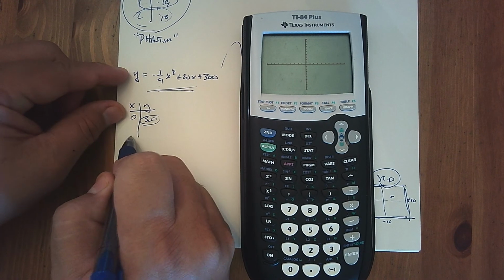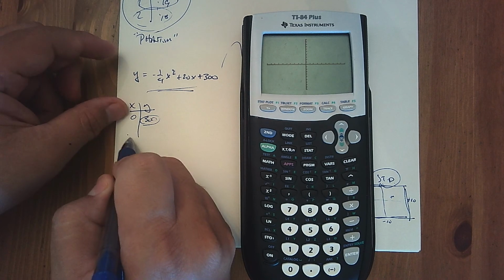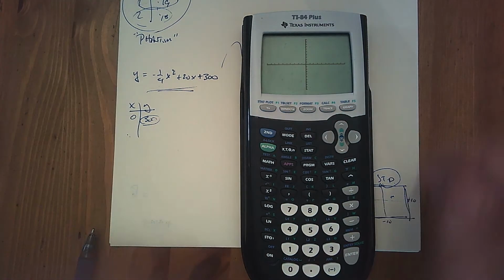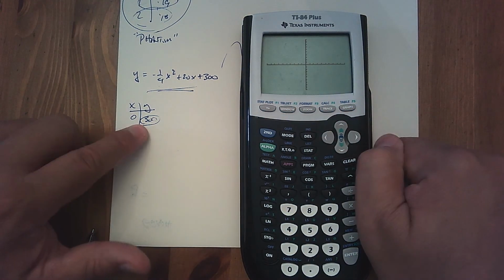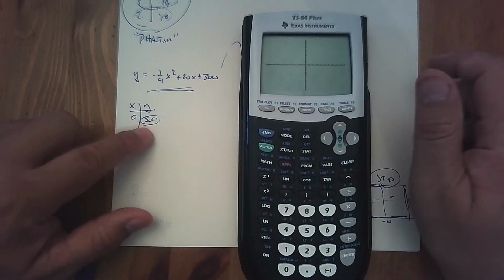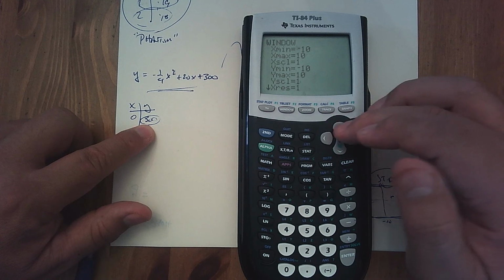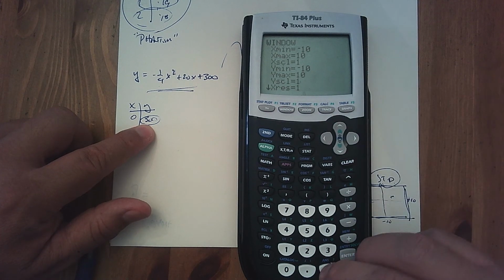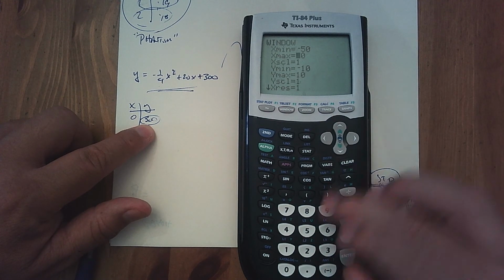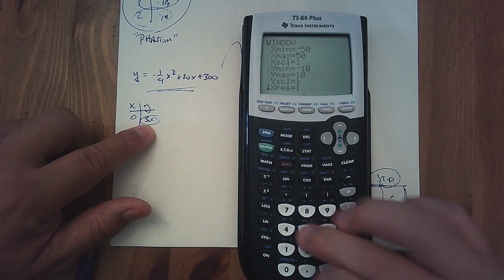Maybe if you want, we can put in something else in there, like a 4 or whatever. But let's just start playing around. We already know with one data point that we're way off in the y-axis. So let's go to our window. For my x-min, let's experiment with this. Let's go from negative 50 to 50, and then steps of 5.